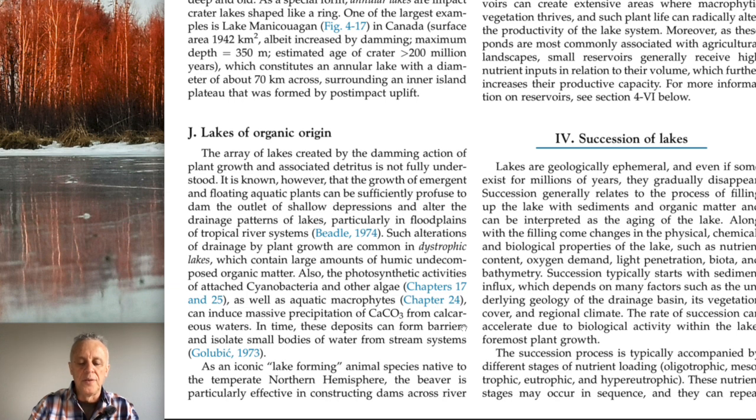Also, the photosynthetic activities of attached cyanobacteria and other algae, as well as aquatic macrophytes, can induce massive precipitation of calcium carbonate from calcareous waters. In time, these deposits can form barriers and isolate bodies of water from stream systems.